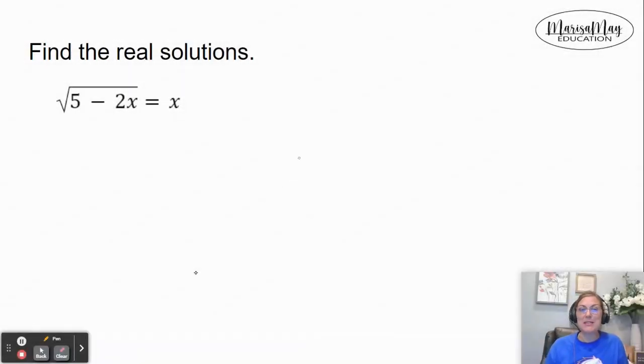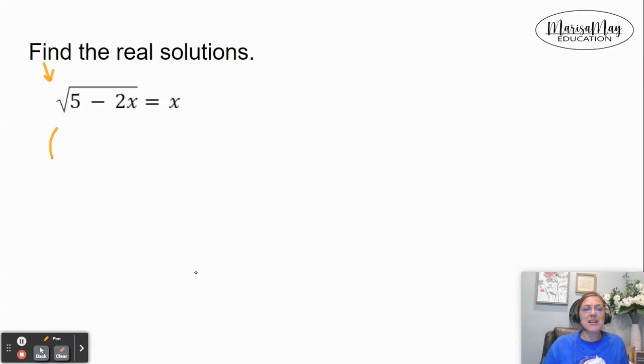In this video, we're going to be solving the equation the square root of 5 minus 2x equals x. Now, anytime we have a square root in the equation, we want to try to isolate that square root on one side of the equation. Lucky for us in this problem, it's already by itself on one side of the equation.